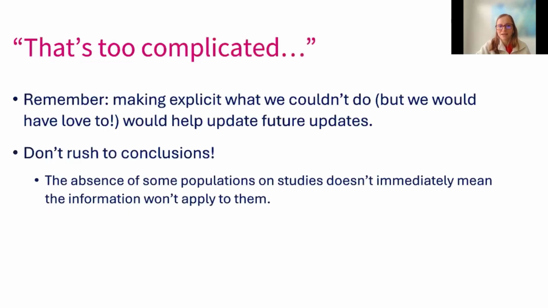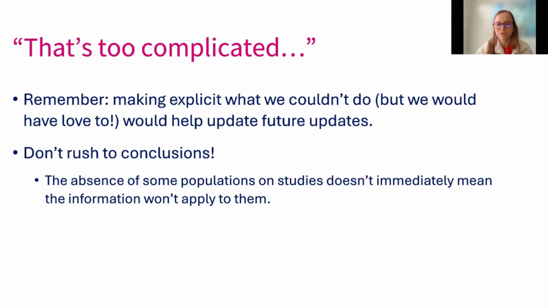And then, again, it's not that complicated, because you can just make explicit the things that you would have liked to do, but you couldn't have done. And that will help flag what could be done in future primary studies, but also in future updates of the review. And one big thing is we would recommend don't rush to conclusions. So if the populations are absent from your studies, if you can't find information about specific groups you're interested in, that doesn't immediately mean that the information doesn't apply to them, but you can use the information that you do have to make an assessment of whether you can say that the intervention might work differently.